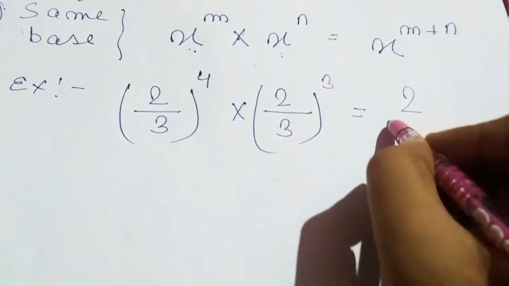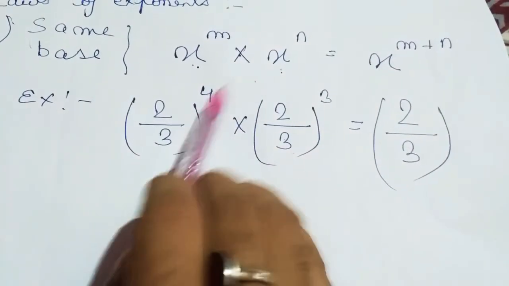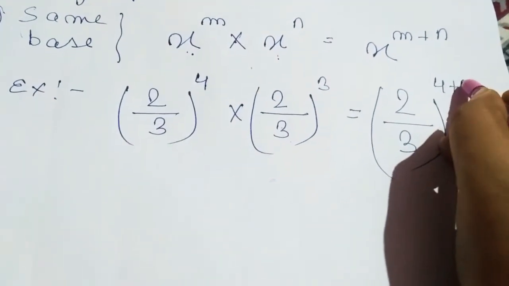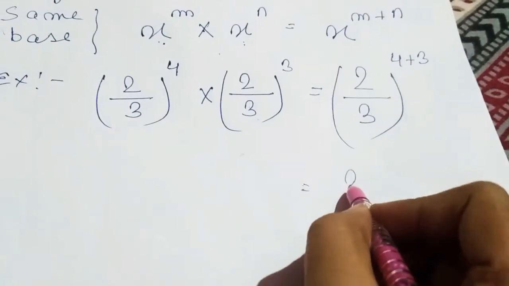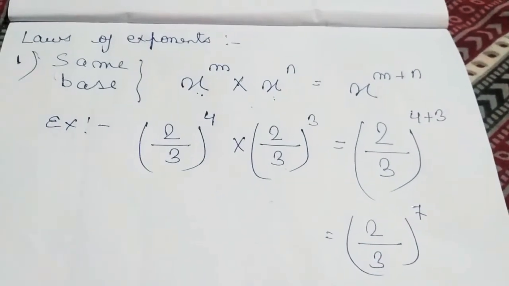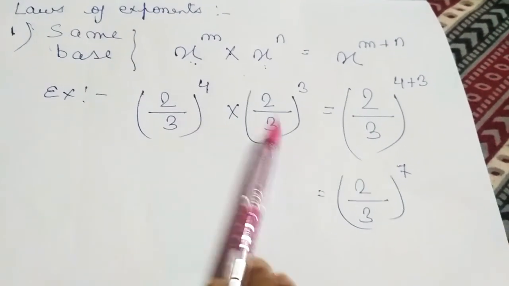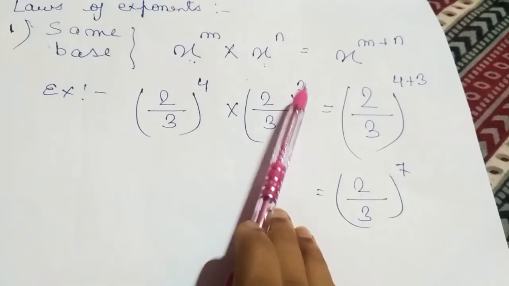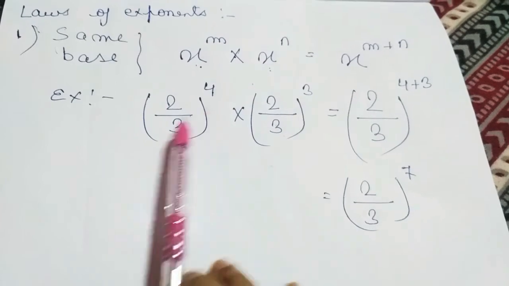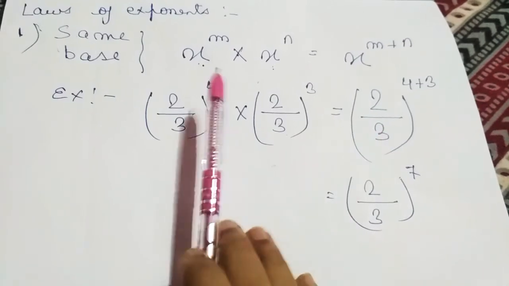So take one common base, since the base is the same, and the exponents will be added. So 4 + 3, 2/3 to the power 7. This is exponential form. Understood? When you have two same bases but the exponents are different, then the exponents will be added. You take the common base and add the powers.